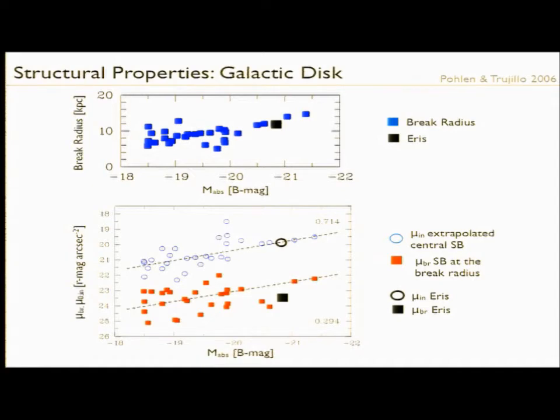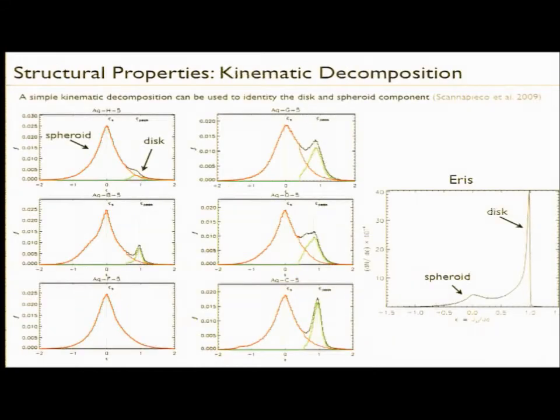So even these little details in the disk are in agreement with observations. There's other things that we can study in the simulation that are using the particles. For example, we can study the angular momentum distribution.